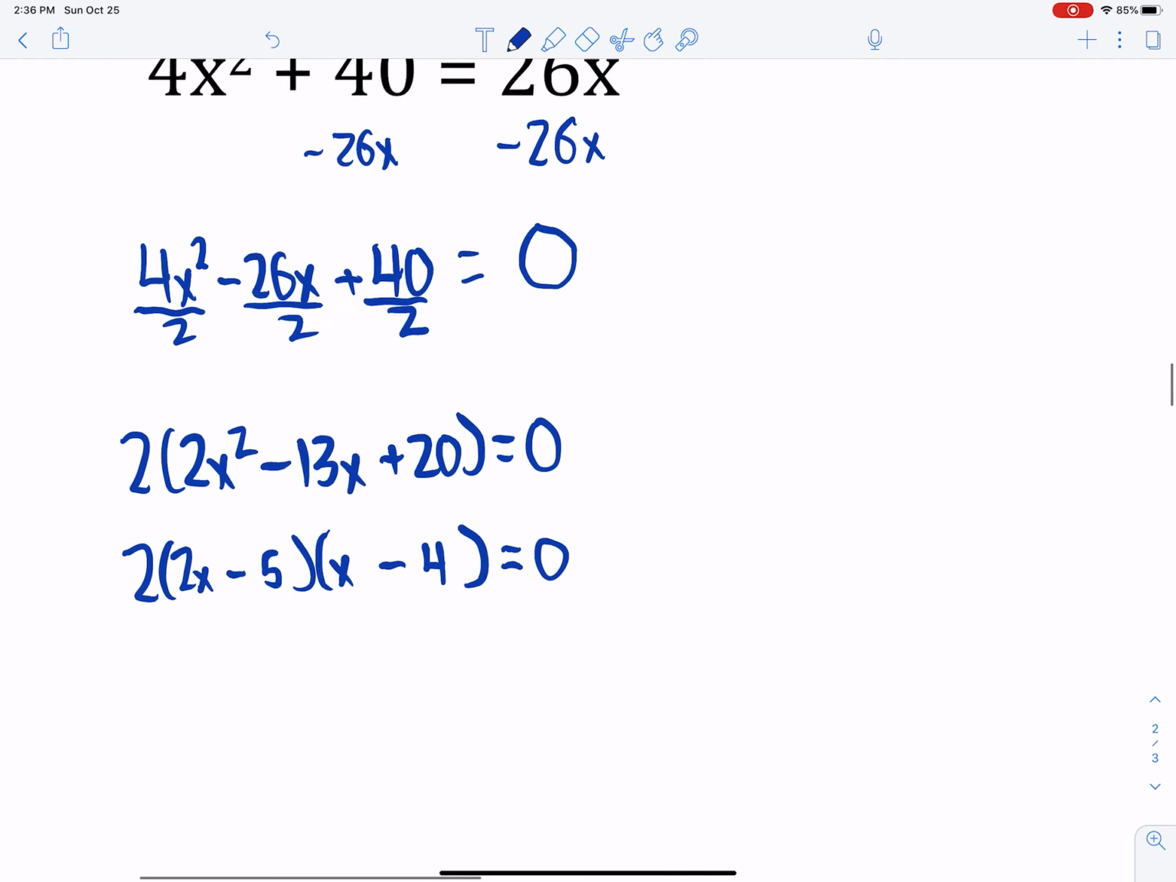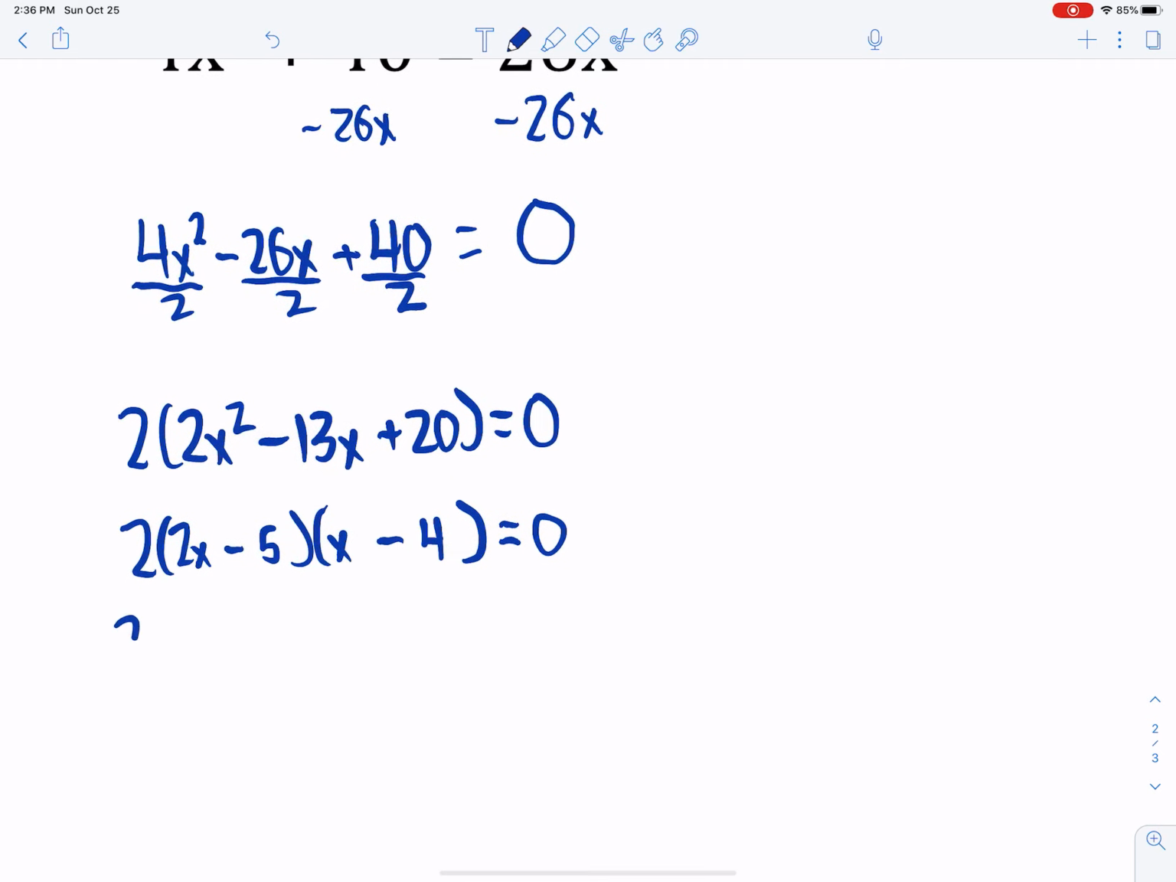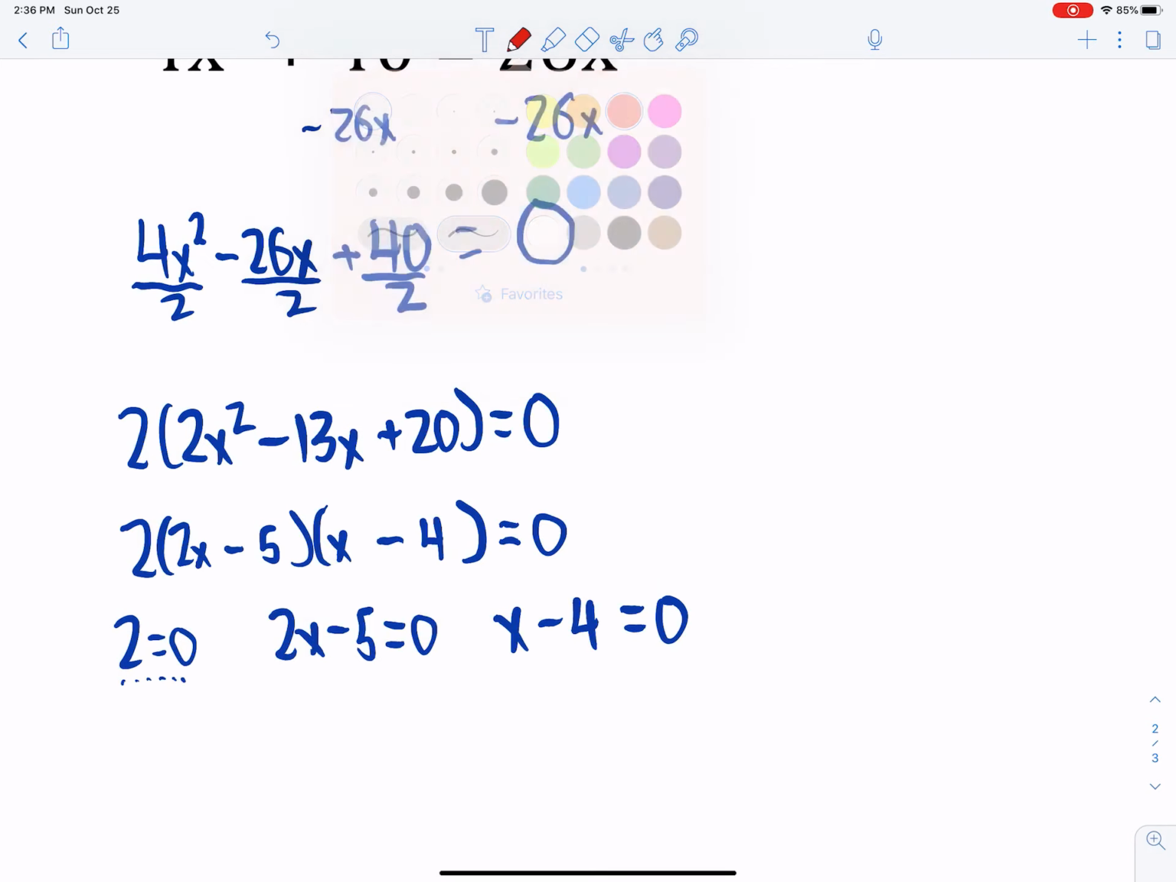So now that I've got it factored, I'm going to set each factor equal to 0. I have 2 equals 0, 2x minus 5 equals 0, and x minus 4 equals 0. Now take a look at that first one, the 2 equals 0. There's no variable in there. That's just a number sentence. And here I'm just going to put a big X through that. A false number sentence like that is not going to give me any solutions to my equation.